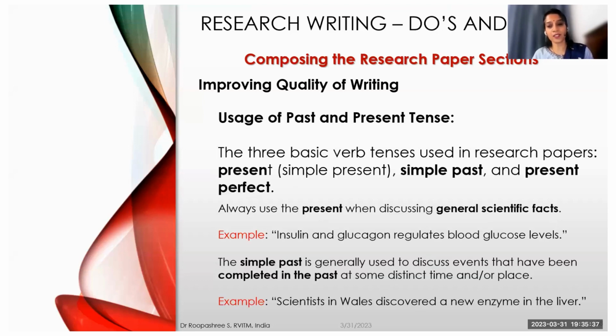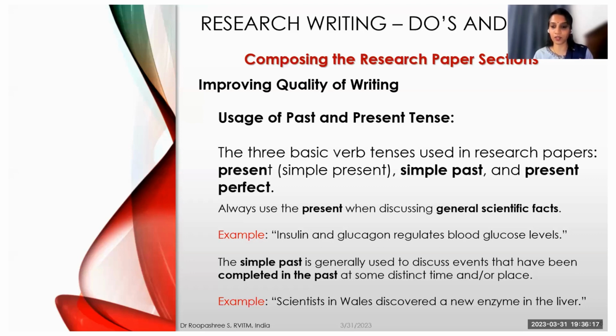Usage of past and present tense. When we are drafting the research paper, the 3 basic verb tenses to be used are simple present, simple past, and present perfect. It is better to use the present when discussing general scientific facts. We should never use continuous tense. So this is the picture I wanted to bring about the grammar mistakes usually seen in papers. Always try to use the present tense when we are discussing general scientific facts.